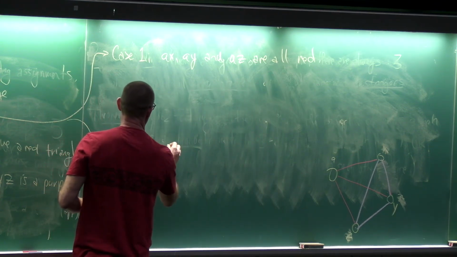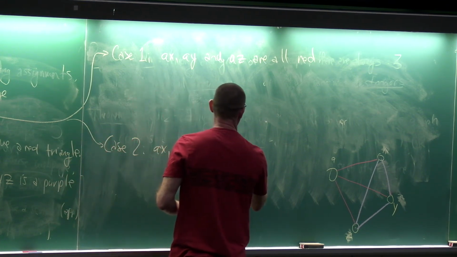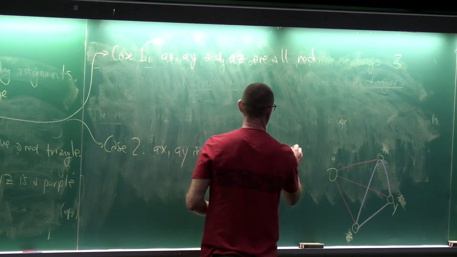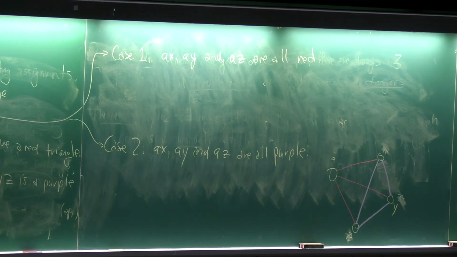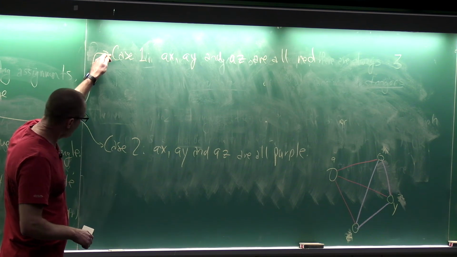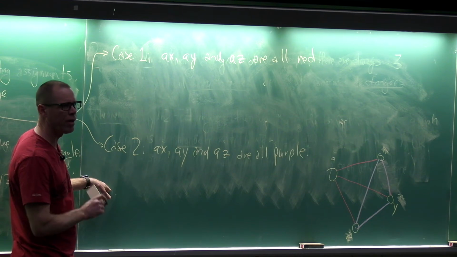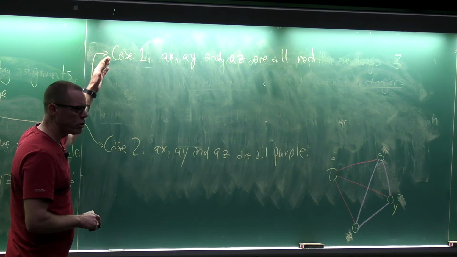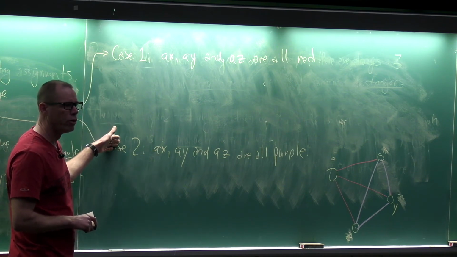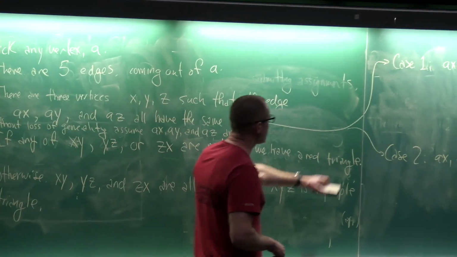In case 2, AX, AY, and AZ are all purple. Without loss of generality just says that case 1 and case 2 are going to look exactly the same. But if you ever have any concerns about whether an assumption is really true without loss of generality, just split it up into two or more cases. Okay. All right, so now we're working inside of case 1.